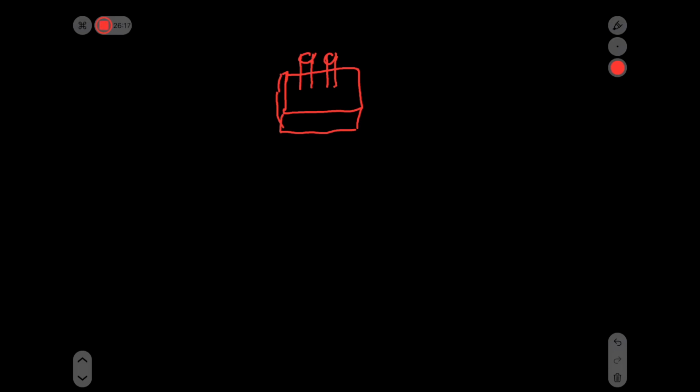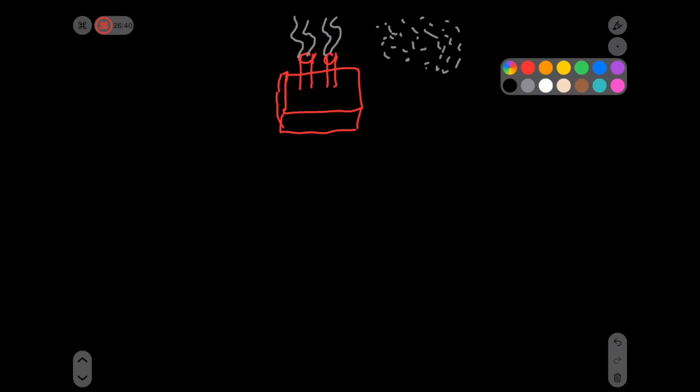Just ignore me, I'm not the best artist here, but this is a factory that's got some smokestacks, and this is putting all sorts of toxic chemicals, maybe this is a paper plant, this is dioxin, out into the air, and there are folks in our town.